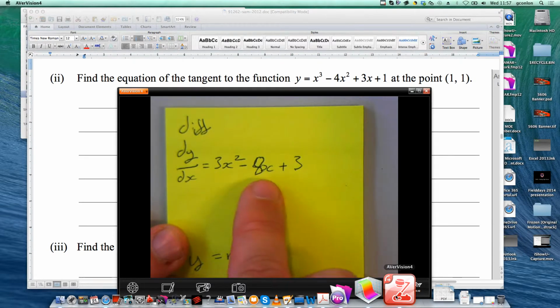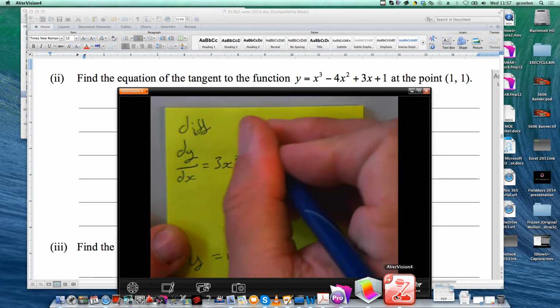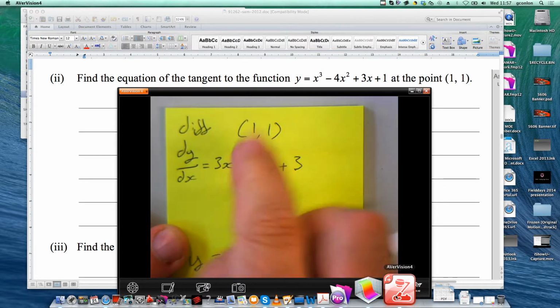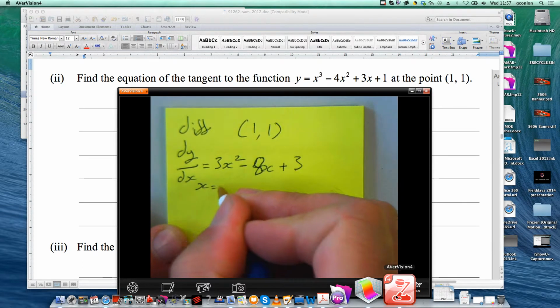Okay, and what's x? How do I know what x is? Right, that's right, because in the question it says (1, 1), doesn't it? So because it's got that little (1, 1) there, that means x is 1 and y is 1. So x is 1.